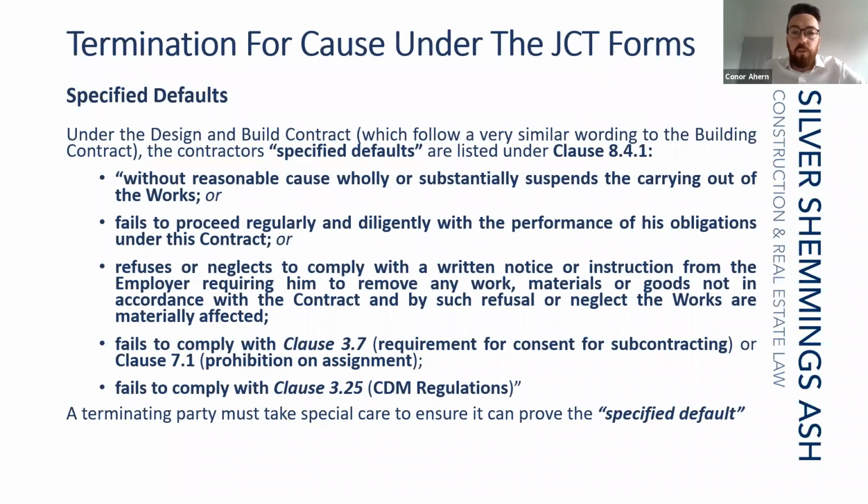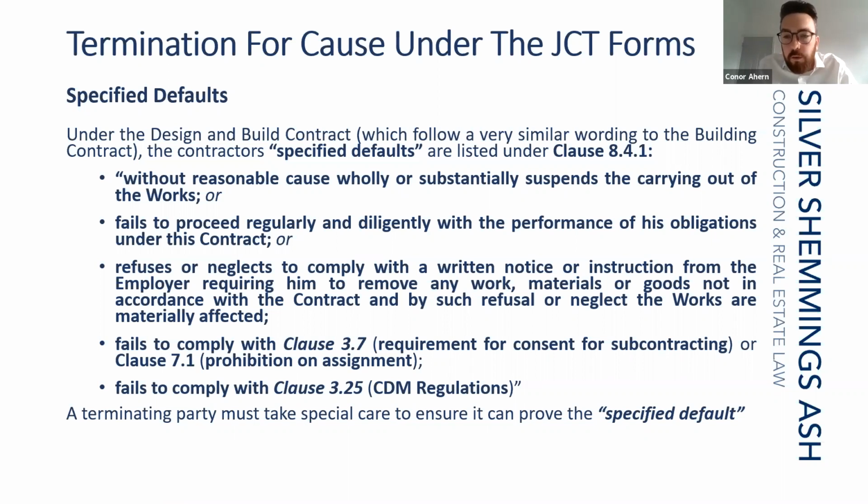Okay, termination for cause under JCT contracts. Specified defaults under the design and build contract, which follows very similar wording to the building contract. The contractor specified defaults are listed under clause 8.4.1. These are, without reasonable cause, wholly or substantially suspending the carrying out of the works, or failing to proceed regularly and diligently with the performance of his obligations under this contract, which I just discussed in relation to Vivergo versus Red Hall. It's a very subjective ground, and you need to be sure that the contractor has in fact failed to regularly and diligently progress.